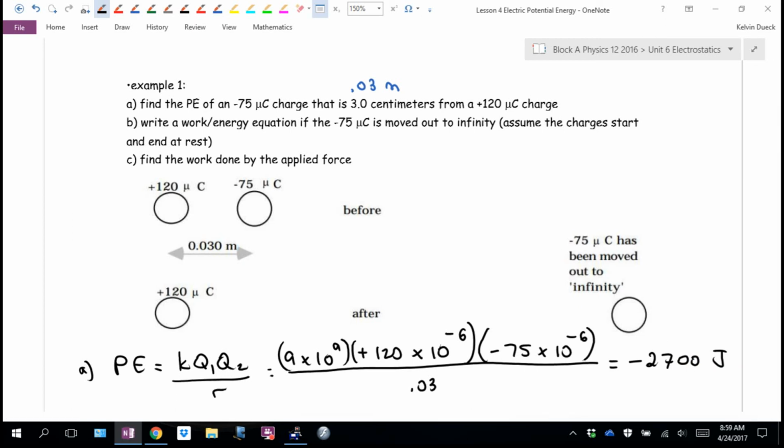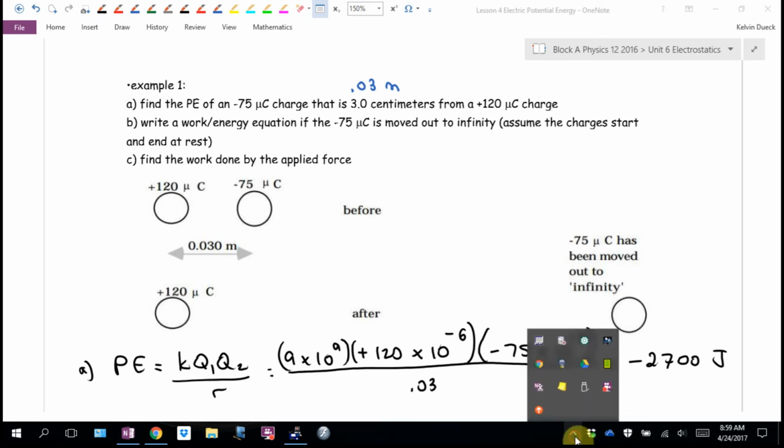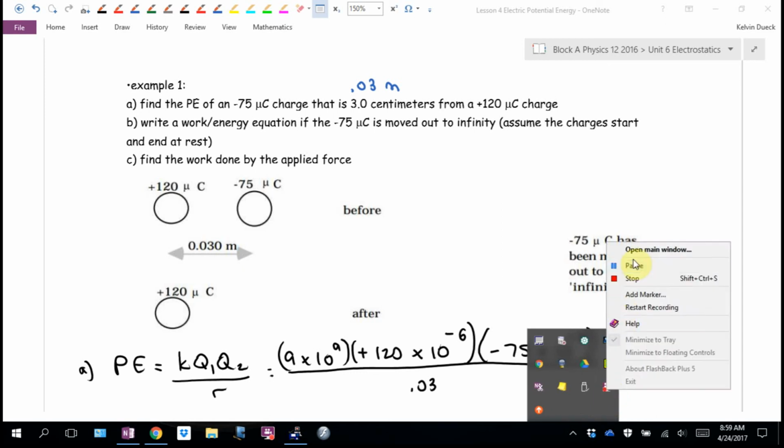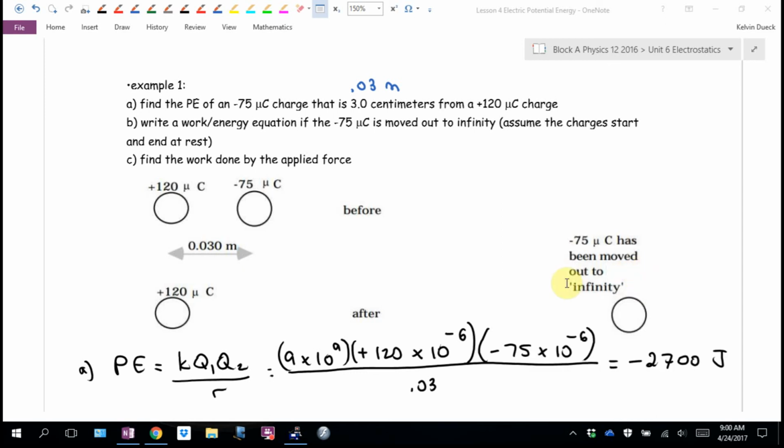Direction? It's a scalar. It's a trick question. No direction, right? Speaking of no direction, so far, so good? James, what does part B want me to do?